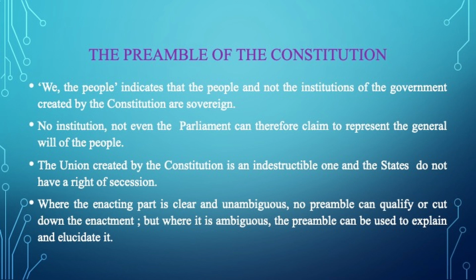In an enactment, when the enacting part is clear and unambiguous, the preamble cannot qualify or cut down the enactment because the preamble of an act is not a part of the act. But when the act is ambiguous, the preamble becomes an aid to explain and elucidate it.